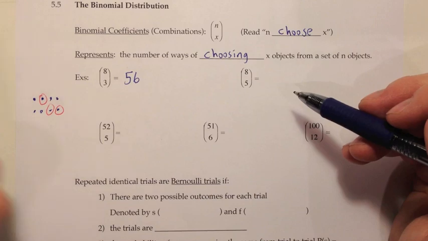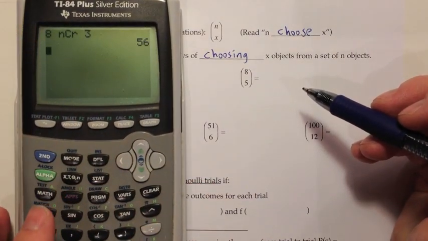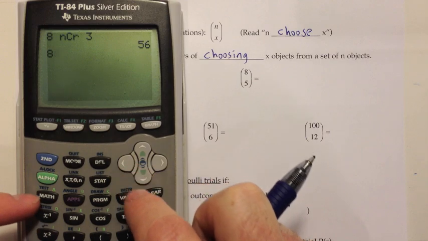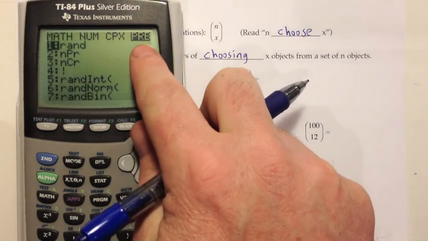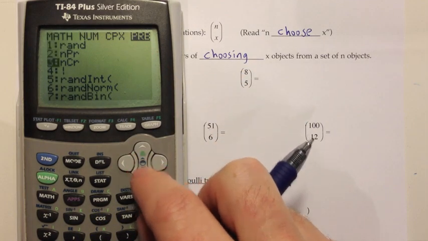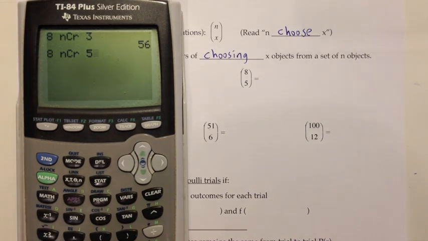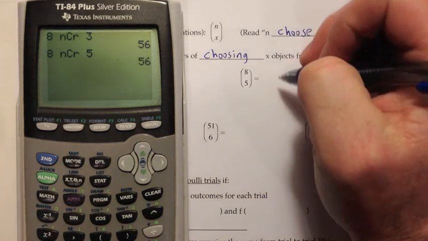Well, let's go ahead and verify that on the calculator and get the extra practice. So 8 choose 5 would be 8, and then math, and then probability menu, and then down to number 3, which is choose, and then put the 5, and I expect to get that same answer of 56, and that's what happened.